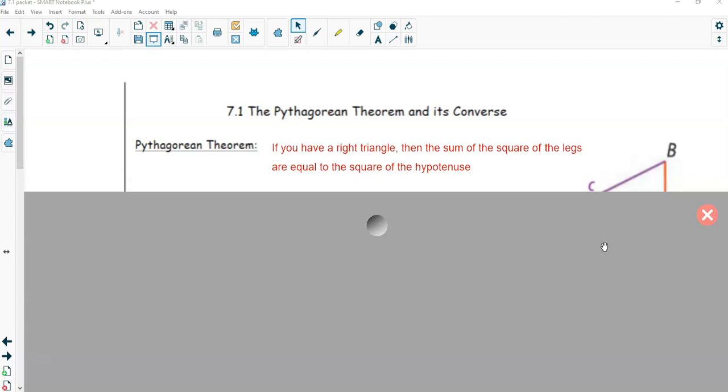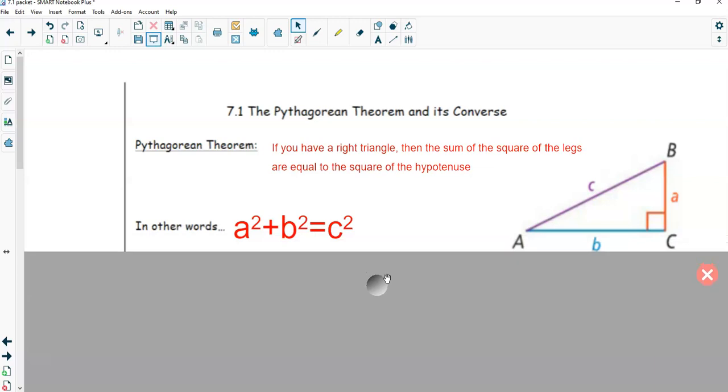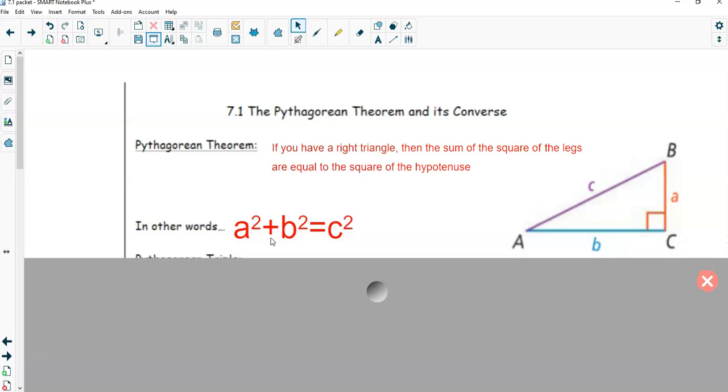Okay, the Pythagorean Theorem says that if you have a right triangle, then the sum of the squares of the legs is equal to the square of the hypotenuse. Here is a right triangle. In other words, a squared plus b squared equals c squared. I'm sure this is not the first time you see that.